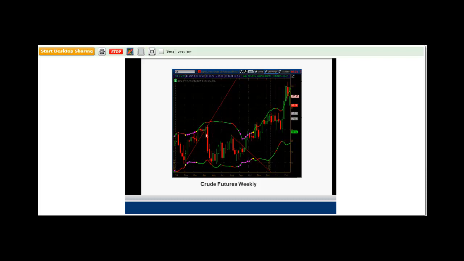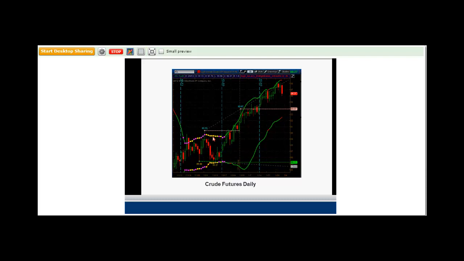So here was a break to the downside, and this identified that there was a potential for a break setting up. And here's another break to the upside. This was also back in 2010. So this is on a weekly, long term. I just wanted to give you an example of it.